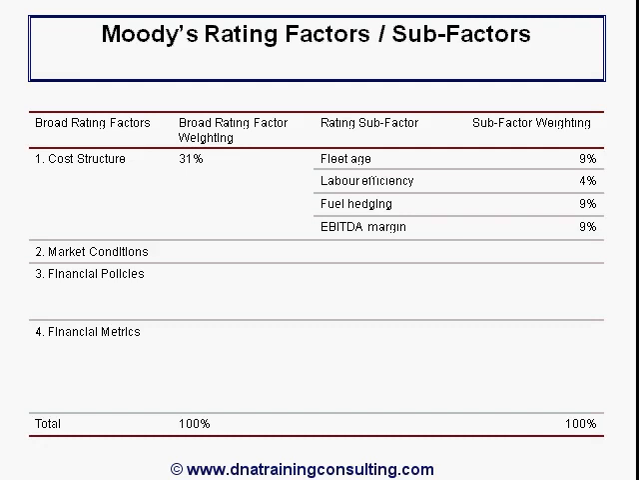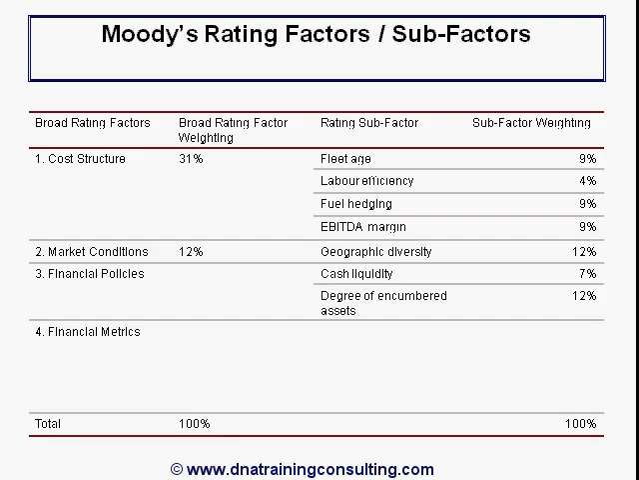Within market conditions, Moody's specifies only geographic diversity, attributing to it a weighting of 12%, which becomes by default the aggregate weighting of the market conditions category. Under financial policies, cash liquidity receives a 7% weighting, and degree of encumbered assets another 12%, bringing the total to 19% for the category as a whole.